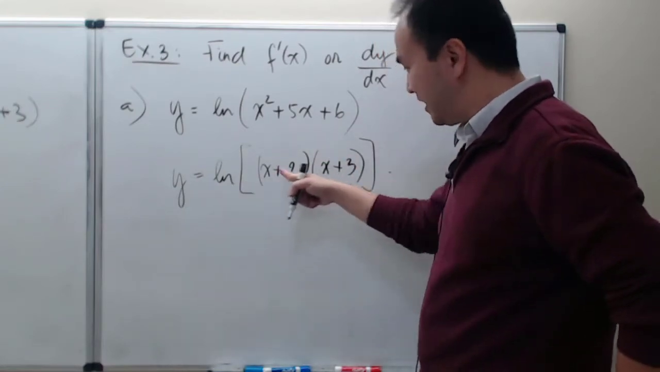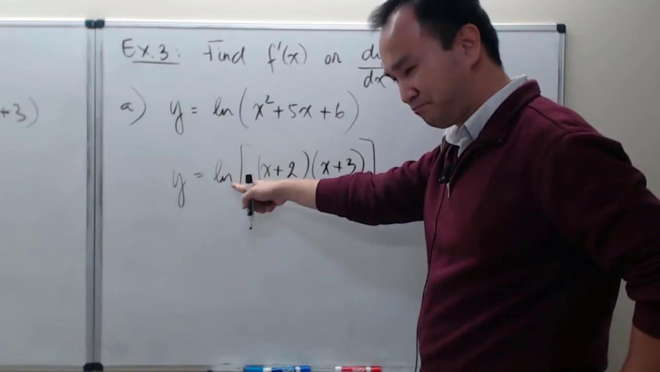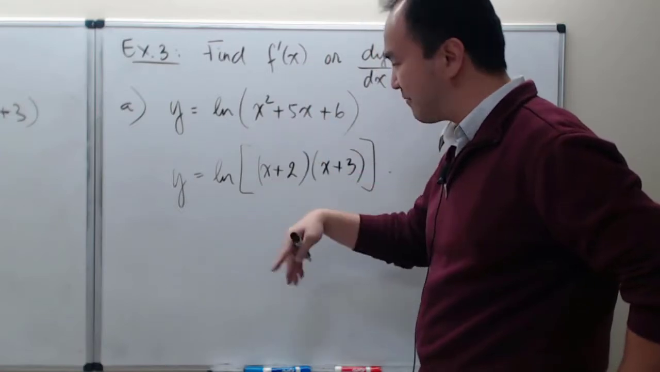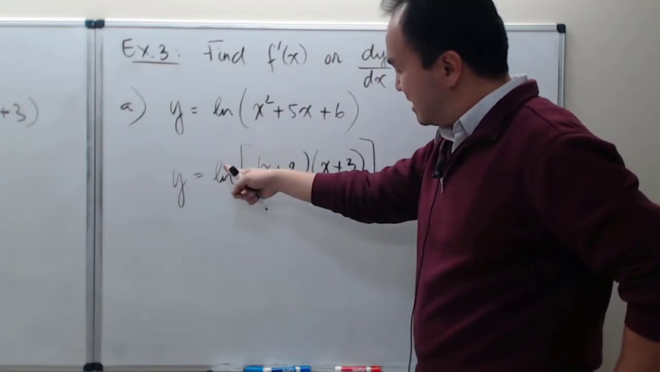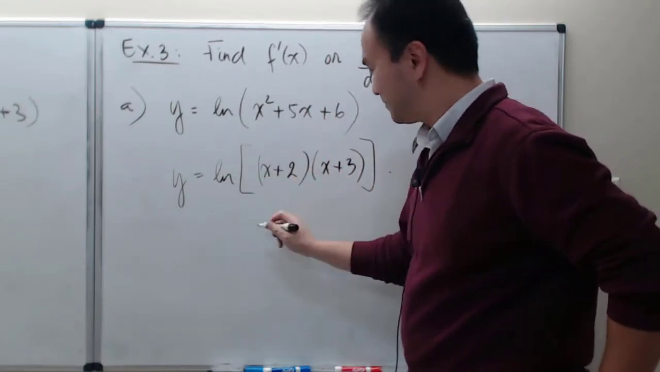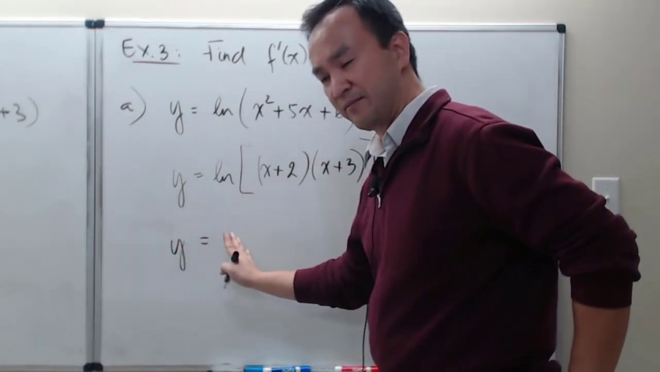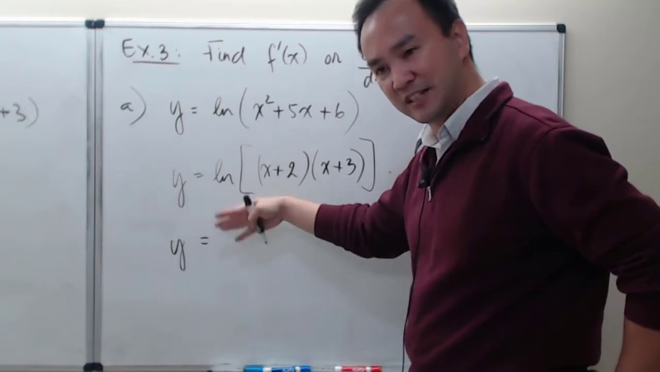Logarithm, any logarithm, doesn't have to be just base e. This is natural log, this is base e, but it works the same with other logs, other bases. Logarithm of a product is the same as... and I'm still looking, I'm not doing any derivative yet, I'm just manipulating the properties of logarithm.